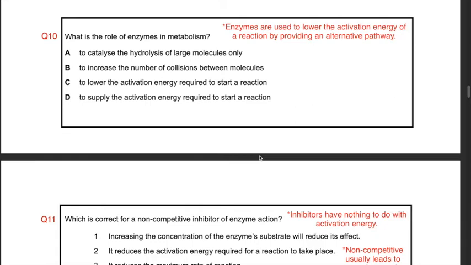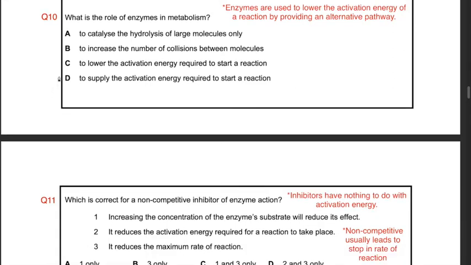D. To supply the activation energy required to start a reaction. Enzymes do not supply any energy. They just lower the activation energy, or in other words, they cause a change in the activation energy. No energy is supplied. Therefore, D is incorrect, leaving us with the only possible answer, that is C. To lower the activation energy required to start a reaction.